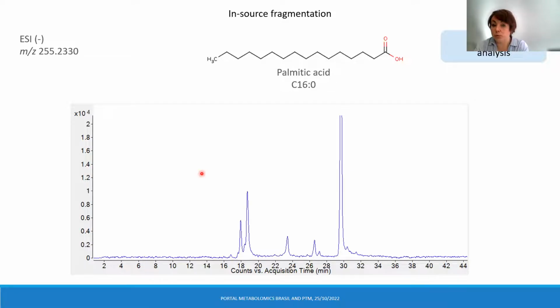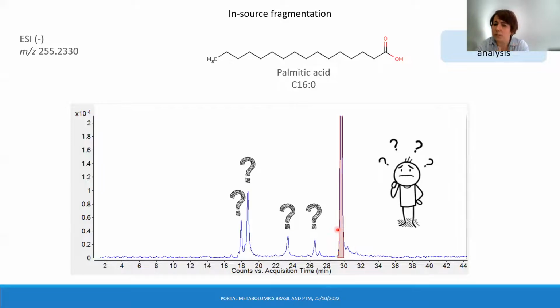We injected the pure palmitic acid, and what we found is that only this last, most abundant peak corresponds to the standard. The peak from the standard overlaps with this last peak on our chromatogram. So the question is, what about all the other peaks? Because we know that this is also palmitic, but how can it be in such different places?